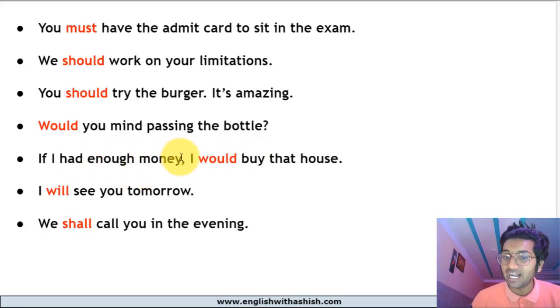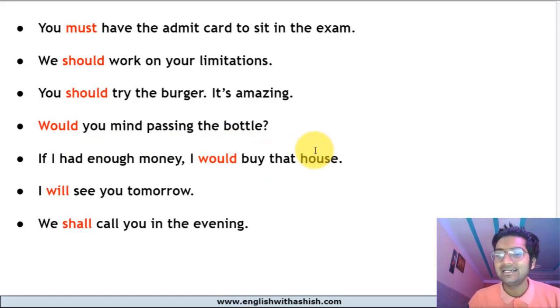If I had enough money, I would buy that house. I would buy that house if I had enough money. So that's a hypothetical sentence, right? If I had enough money, which I don't have, okay? If I had it, that's the condition, I would do something. I would, not saying I definitely will do that. I would buy that house, okay?